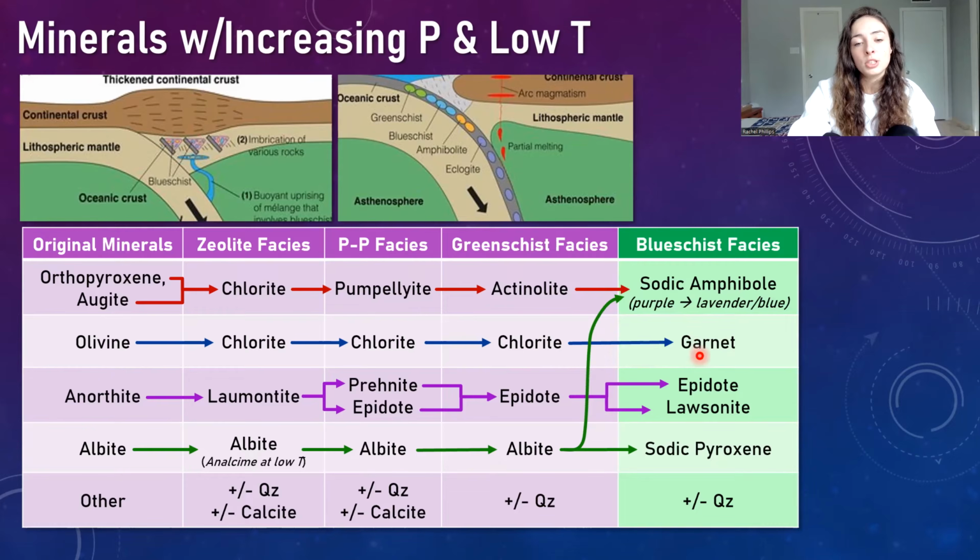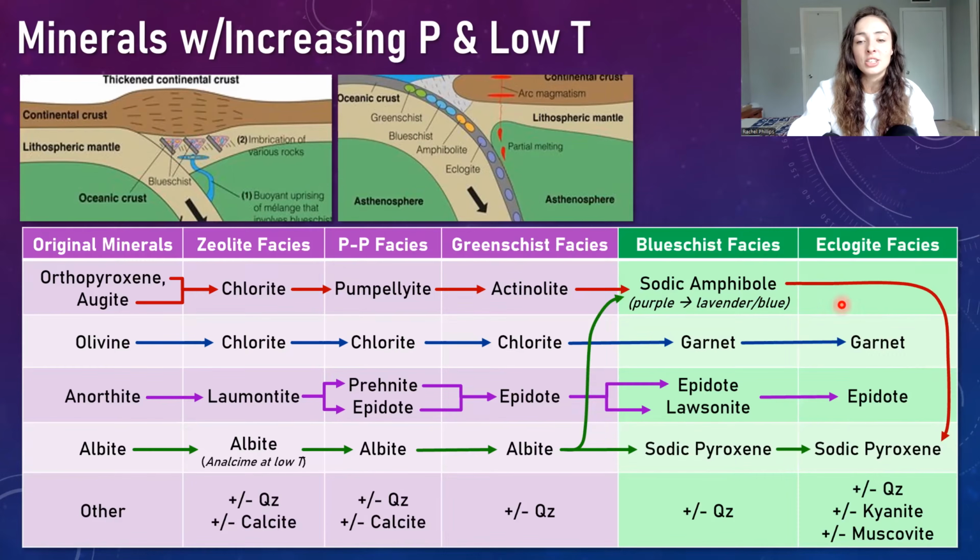And then chlorite contributes to garnet. Epidote goes to both epidote and lawsonite. And then albite can also contribute to not only sodic amphibole, but also sodic pyroxene. And then you still have plus or minus accessory quartz. And the last facies, eclogite, has sodic amphibole converting to sodic pyroxenes, epidote staying epidote, garnet staying garnet, and potentially quartz, kyanite, and muscovite also present.